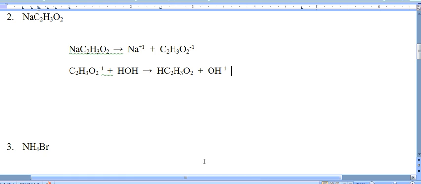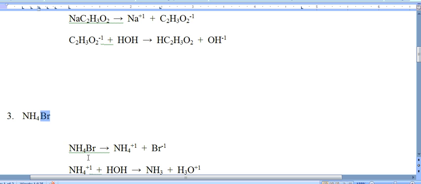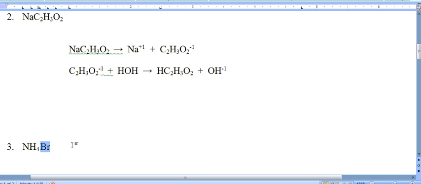Looking at number 3, here we have ammonium bromide. If I take these 2 pieces apart, if I look at ammonium, I have a conjugate of some kind of base, and the bromine, I have a conjugate of some kind of acid. Let's start off with the bromine. What will the bromine do when it dissociates? Will it cause the solution to become more acidic or more basic or remain neutral? Hopefully you said that the bromine will cause the solution to remain neutral, because it's a conjugate of a strong acid, and conjugates of strong do nothing.